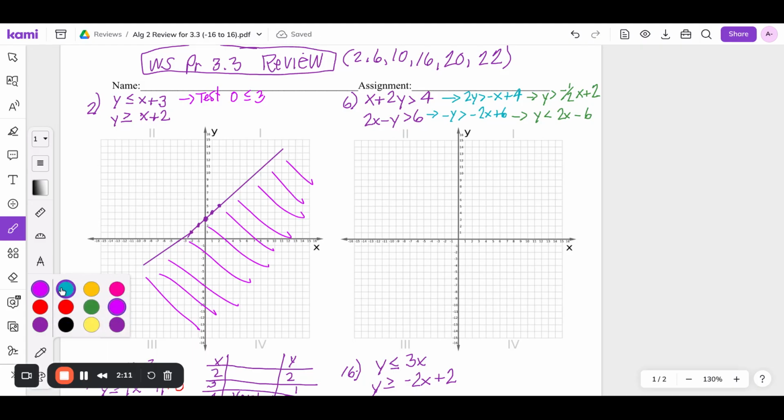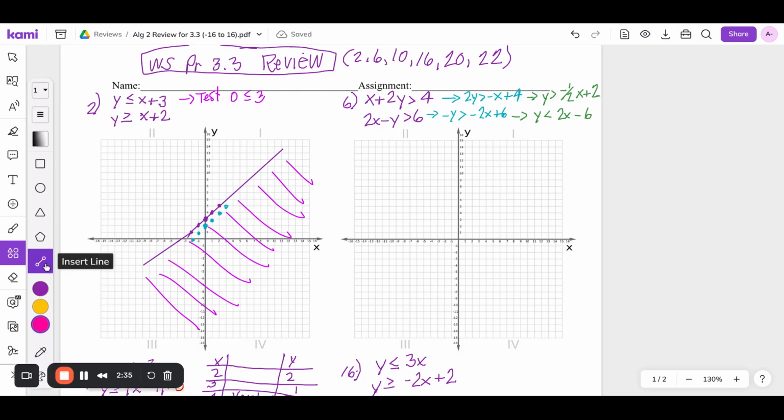All right, now I'm going to choose a different color to graph the other line. My y-intercept is positive 2. My slope is positive 1 again. So I'm going to go up 1, right 1, up 1, right 1. I'm going to continue that pattern. I'm going to go and draw another line. It is solid because of the equal to.